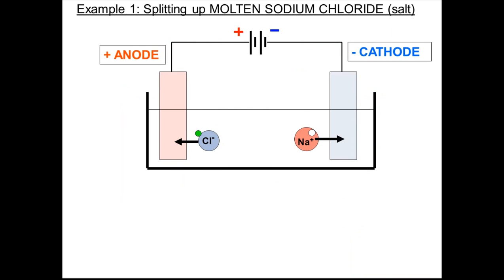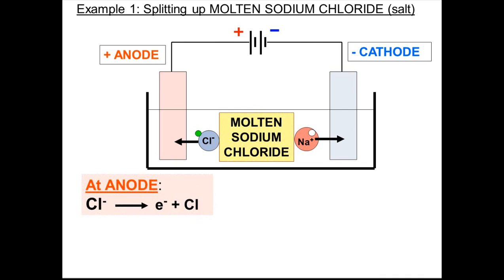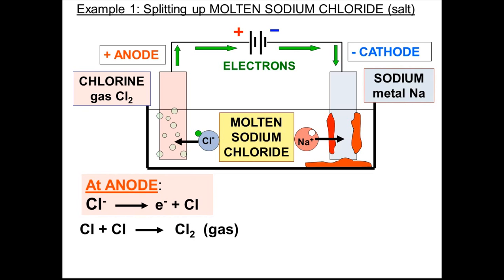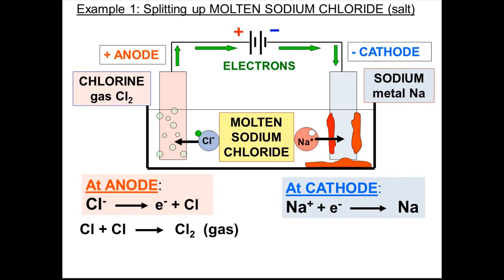So very quickly, this is what happens. Kind of a summary. What's happening at the anode? We're getting chlorine gas being formed. So you'll see bubbles. That is an observation. That is what you'll see happening there. Chlorine gas being formed. And you'll see solid sodium being formed at the cathode then. So that's with molten sodium chloride. And those are our half equations.